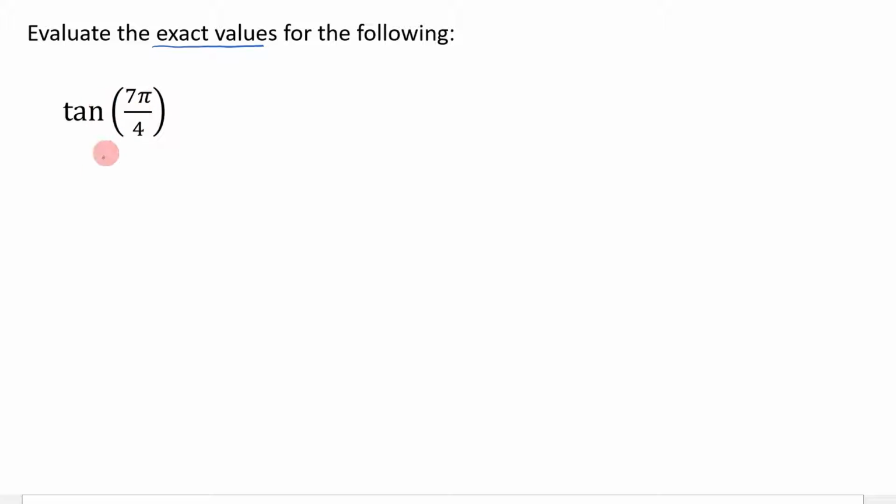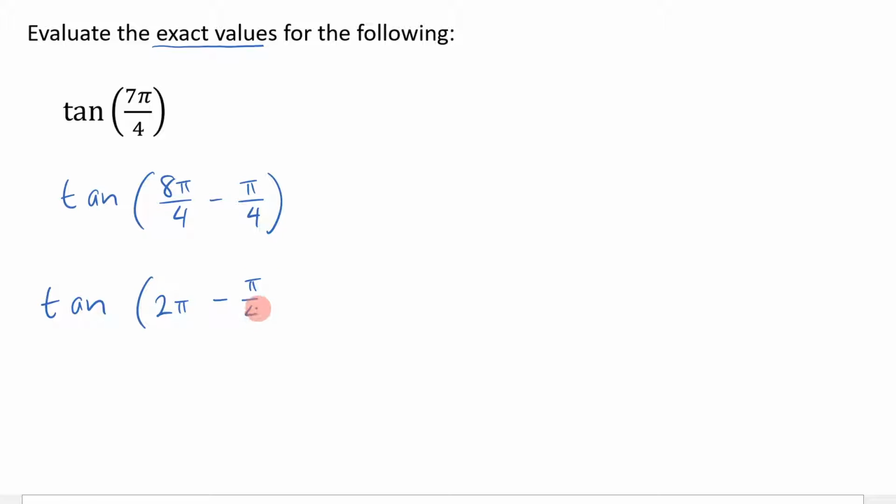Okay, so how would I approach this question? The way I would think about this is I would say, well, 7 pi on 4 is the same as 8 pi on 4 minus pi on 4. So I'm just breaking up that angle there. Now, I recognize what 8 pi on 4 is. 8 pi on 4 is the same as 2 pi minus pi on 4. And I know that if I have 2 pi minus an angle, I know which quadrant I'm in. I know that I'm in the fourth quadrant.